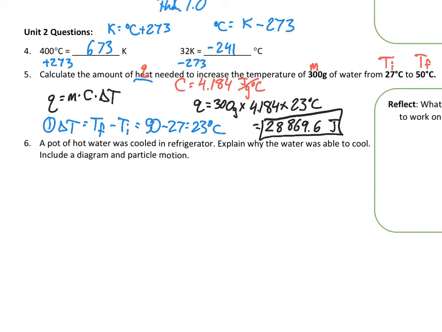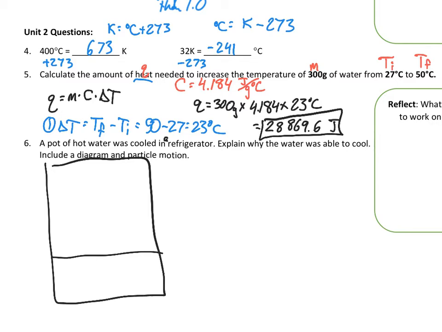Okay, a pot of hot water was cooled in a refrigerator. Explain why the water was able to cool. Include a diagram and particle motion. Okay, so I've got a fridge, got a shelf, got a pot of hot water. So I'm going to say it's red. Okay, so what is happening here? You have to remember there is no such thing as cold. There is only heat and the absence of heat. So I do not want you talking about cold particles. So we can talk about fast particles and we can talk about slow particles.